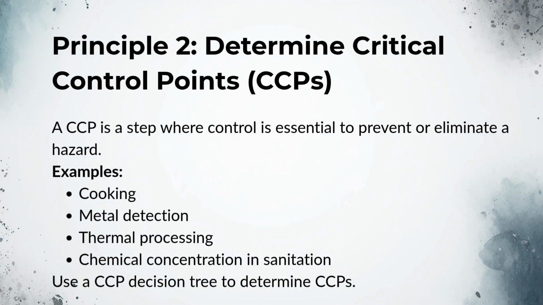Once hazards are identified, we determine which steps are critical control points, or CCPs. A CCP is a step where control is essential to prevent or eliminate a hazard. Common CCPs include cooking, metal detection, thermal processing, and chemical concentration and sanitation. We use a CCP decision tree to help determine whether a step qualifies as a CCP. If failure at that step could result in unsafe food, it's likely a CCP.